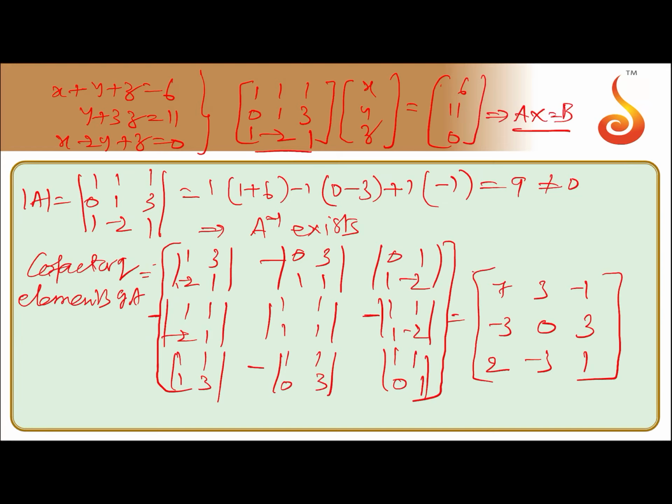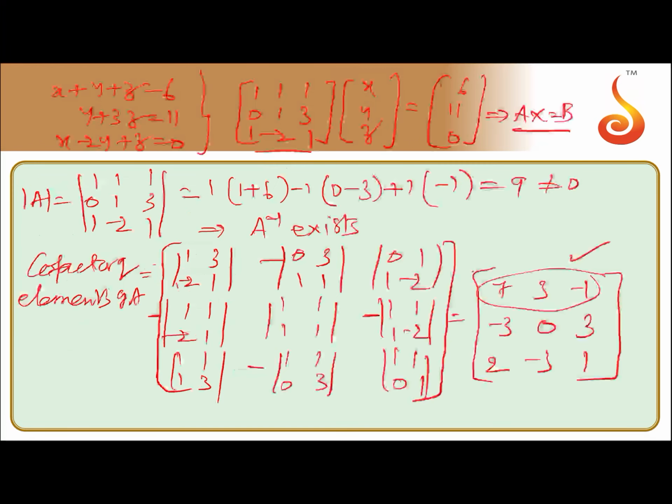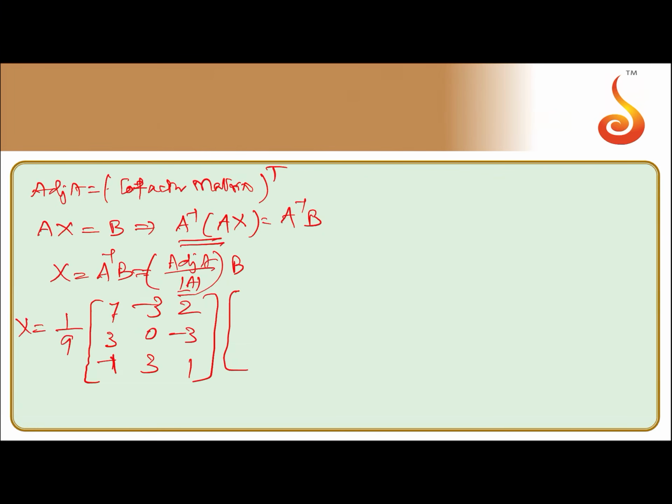We calculate the adjoint matrix as the transpose of this matrix. So 7, 3, minus 1, which was written row wise, we write down column wise. 7, 3, minus 1. Minus 3, 0, 3. 2, minus 3, 1. This is adjoint A, multiplied by the B matrix. The B matrix is equal to 6, 11, 0. And the product gives the X matrix.